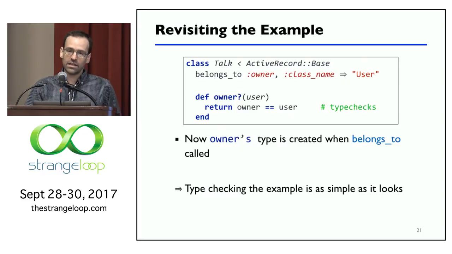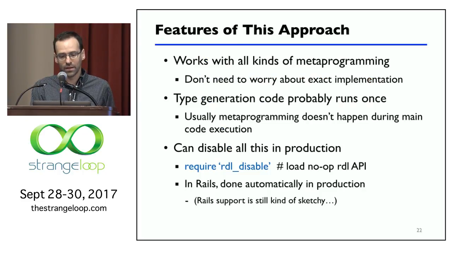And that, I think, is the key idea that really has enabled us to apply this to Ruby and to Rails code for real. So, like I said, this approach works with all kinds of metaprogramming. It doesn't matter what the exact implementation is. The efficiency is probably not too bad because the metaprogramming code, you're not going to do metaprogramming in a tight loop, right?